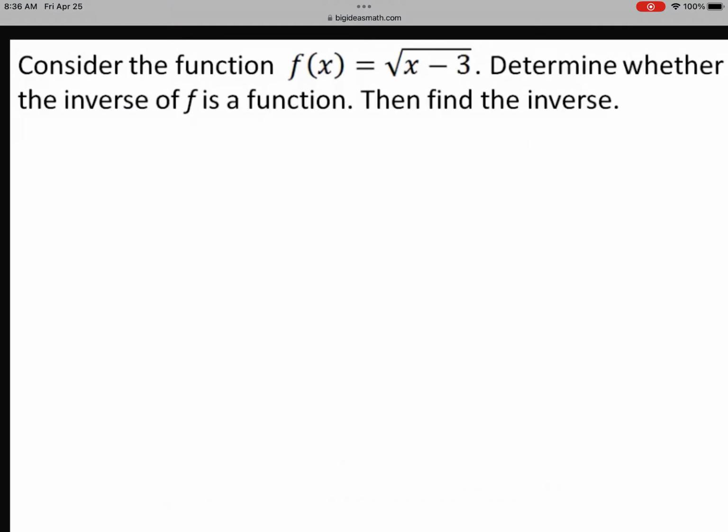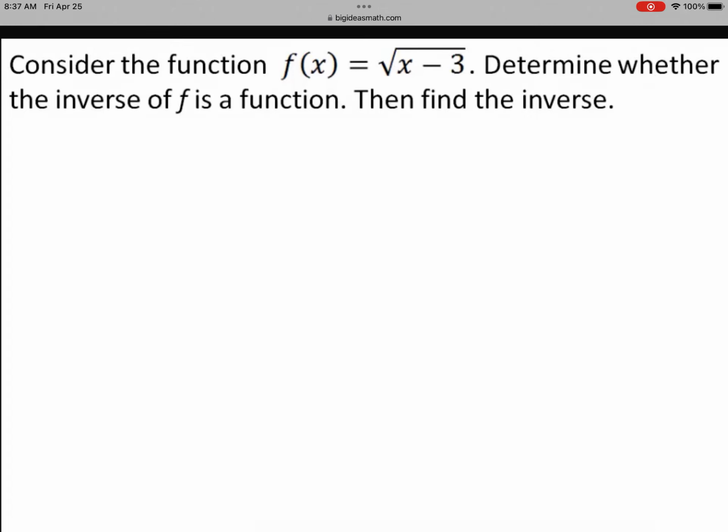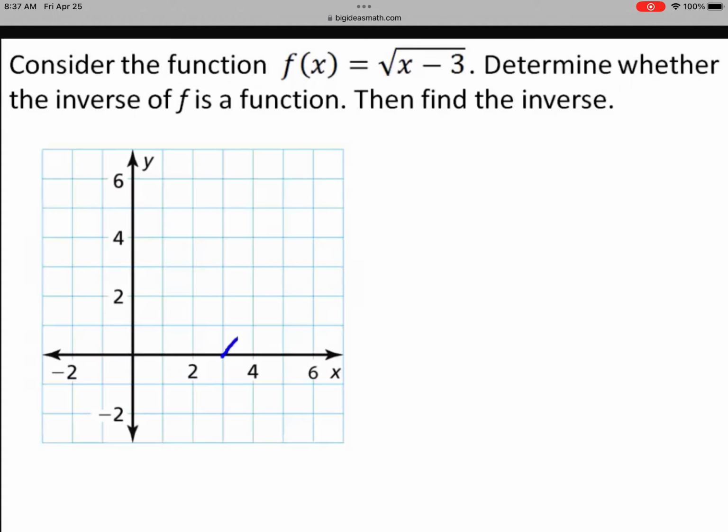Consider the function f of x equals the square root of the quantity x minus 3. Determine whether the inverse of f is a function, then find the inverse. Begin by graphing the function f.